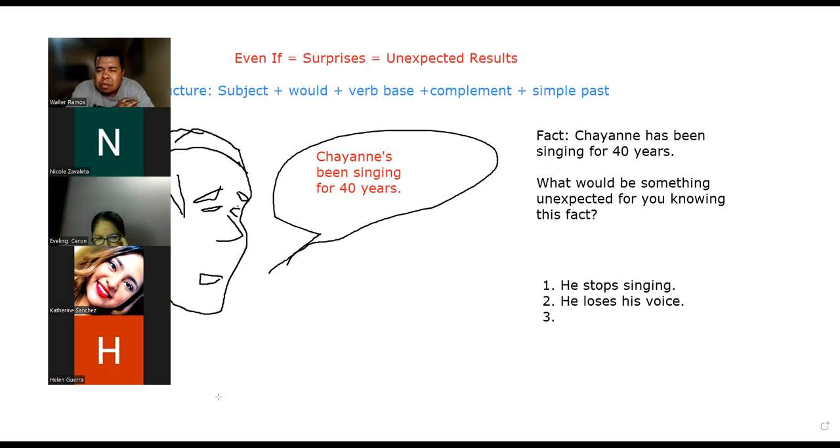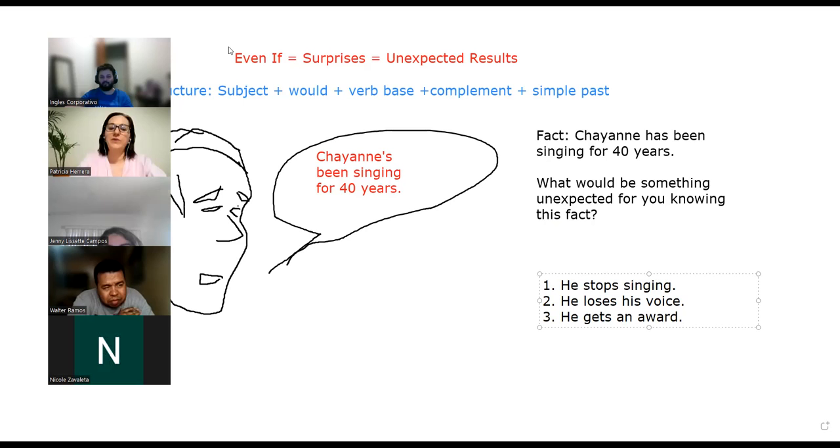I'm sorry, what did you say? You were giving me another example. He won a premio. He gets an award for his songs, but that's not a surprise. If he has been singing for 40 years, that is something that you expect or you don't expect. Guys, if he has been singing for 40 years, do you expect him to get an award or not? Yes, right. So this is incorrect, because I want you to tell me something that you do not expect.